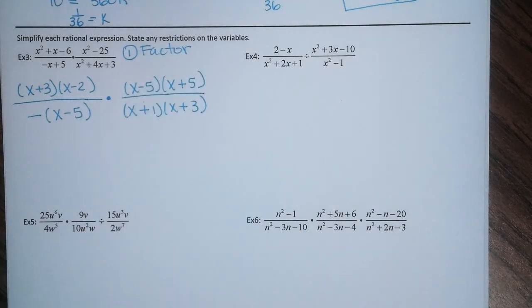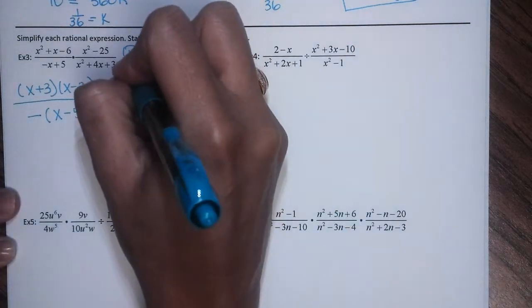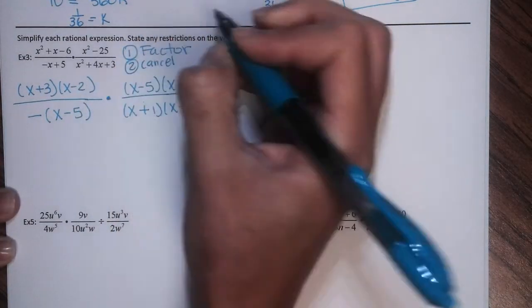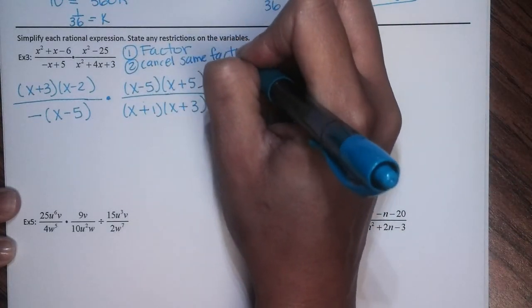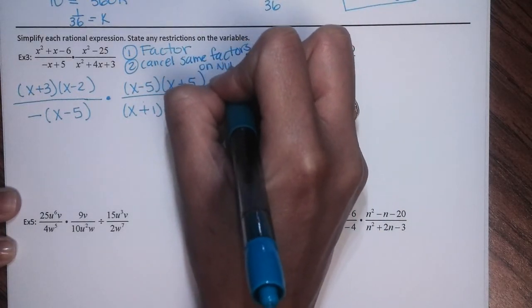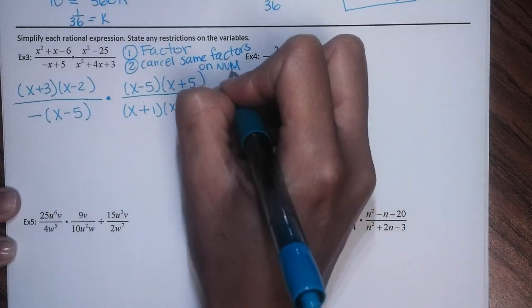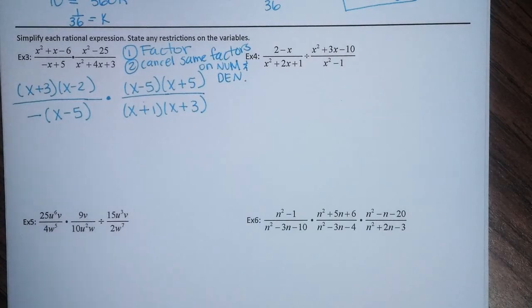So step 1, factor. Step 2 is you cancel any factors that are the same on the numerator and denominator. So step 2, cancel same factors on numerator and denominator. So for example, and make sure you show your work on your Delta Math quiz and upload it.